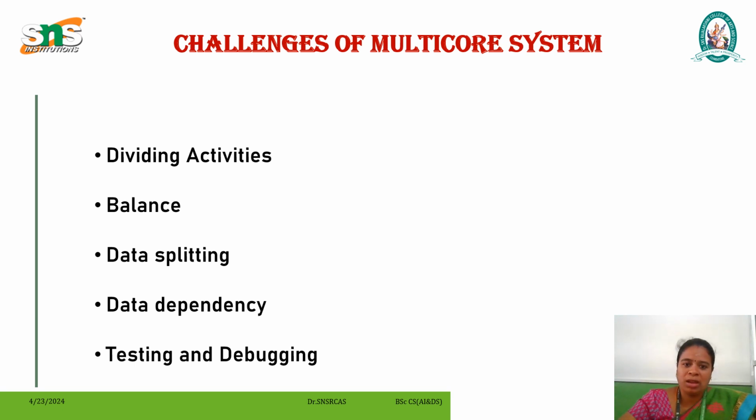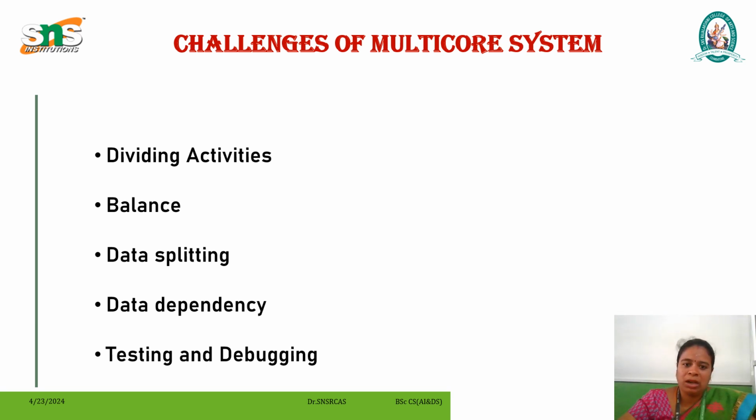The general five areas present challenges in programming for multi-core systems. First one, dividing activities. The challenge is to examine the tasks properly to find areas that can be divided into separate concurrent subtasks that can be executed in parallel or individually on the processors to make complete use of multiple computing cores.